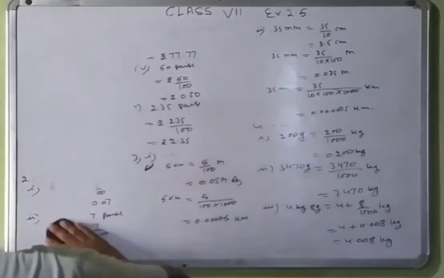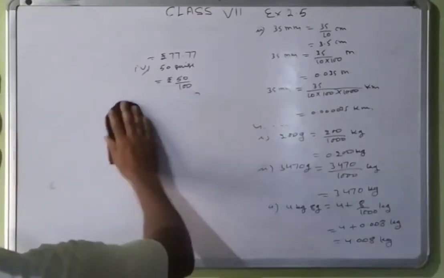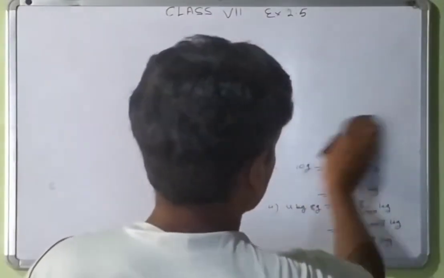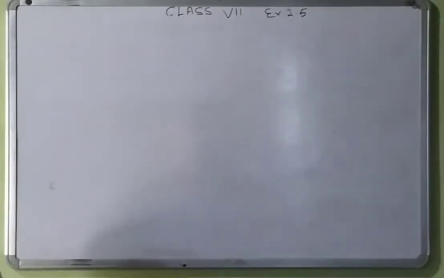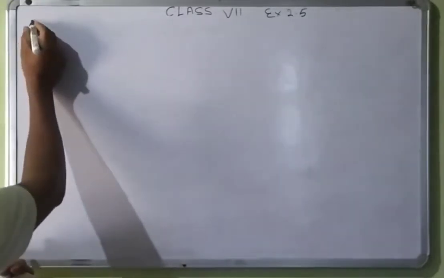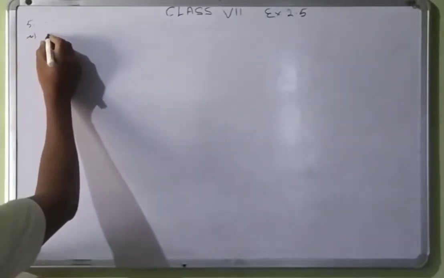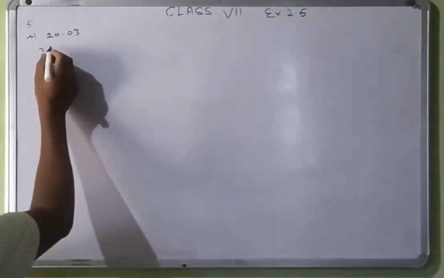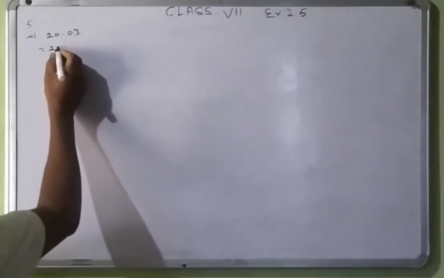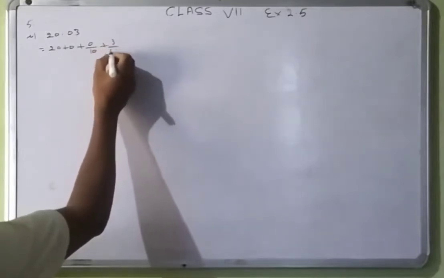Question number 5 is saying, write the following decimal number in the expanded form. Expanded form, you have studied in 4th class, 5th class. 20.03, in expanded form, you can write like this: 20 plus 0 upon 10 plus 3 upon 100.